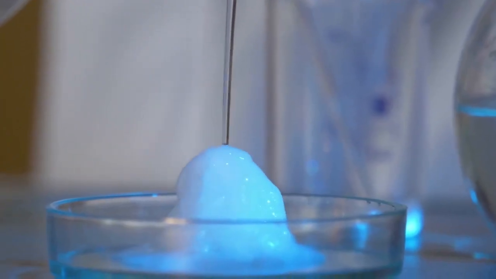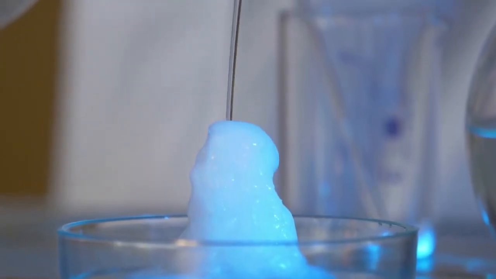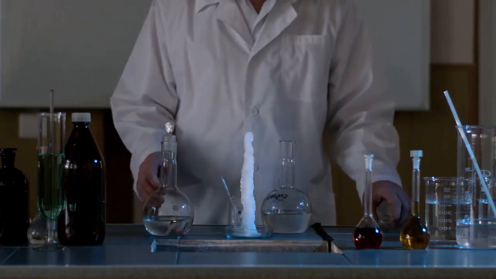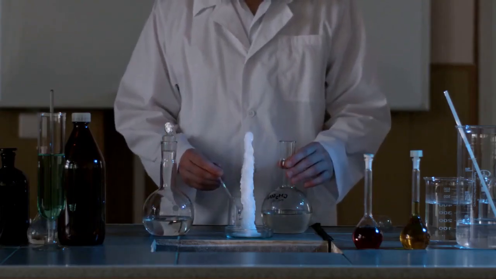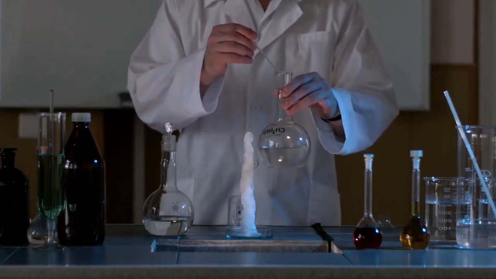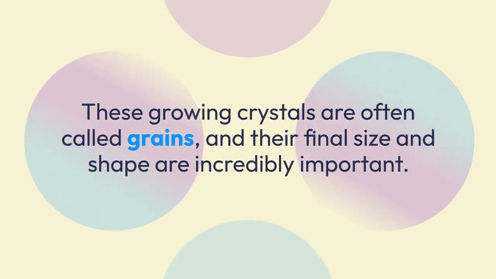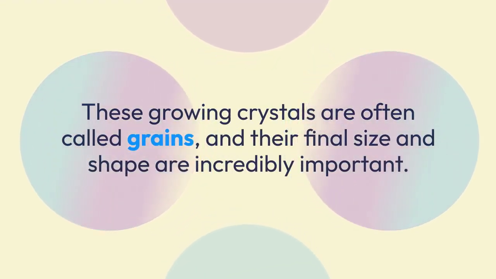The second stage is growth. Once these tiny nuclei have formed, other particles from the surrounding liquid start to attach to them. The solid crystals grow larger and larger, expanding until all the liquid has turned into a solid. These growing crystals are often called grains, and their final size and shape are incredibly important.